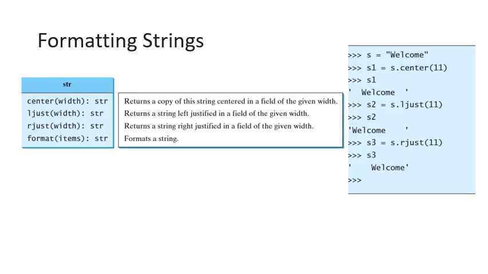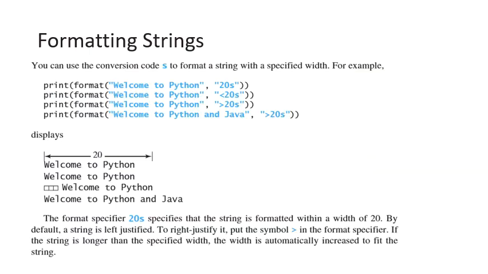Formatting strings. center(width) returns a copy of the string centered within a field of the given width. ljust(width) returns a string left justified in a field of the given width. rjust(width) returns a string right justified in a field of the given width. format(items) formats the string.